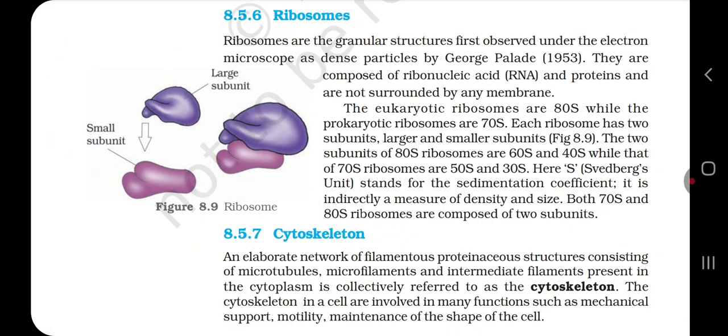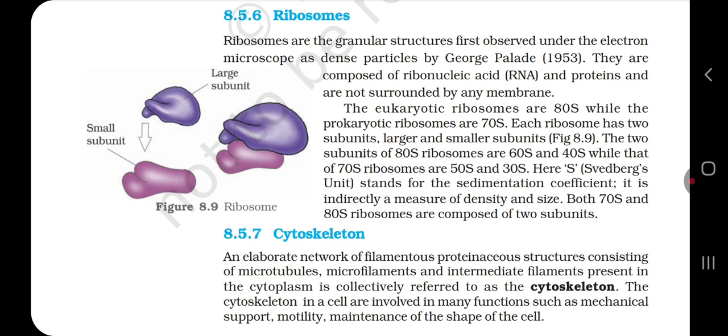8.5.6 Ribosomes. Ribosomes are granular structures first observed under the electron microscope as dense particles by George Palade. They are composed of ribonucleic acid, meaning RNA, and proteins, and are not surrounded by any membrane. The eukaryotic ribosomes are 80S while the prokaryotic ribosomes are 70S.